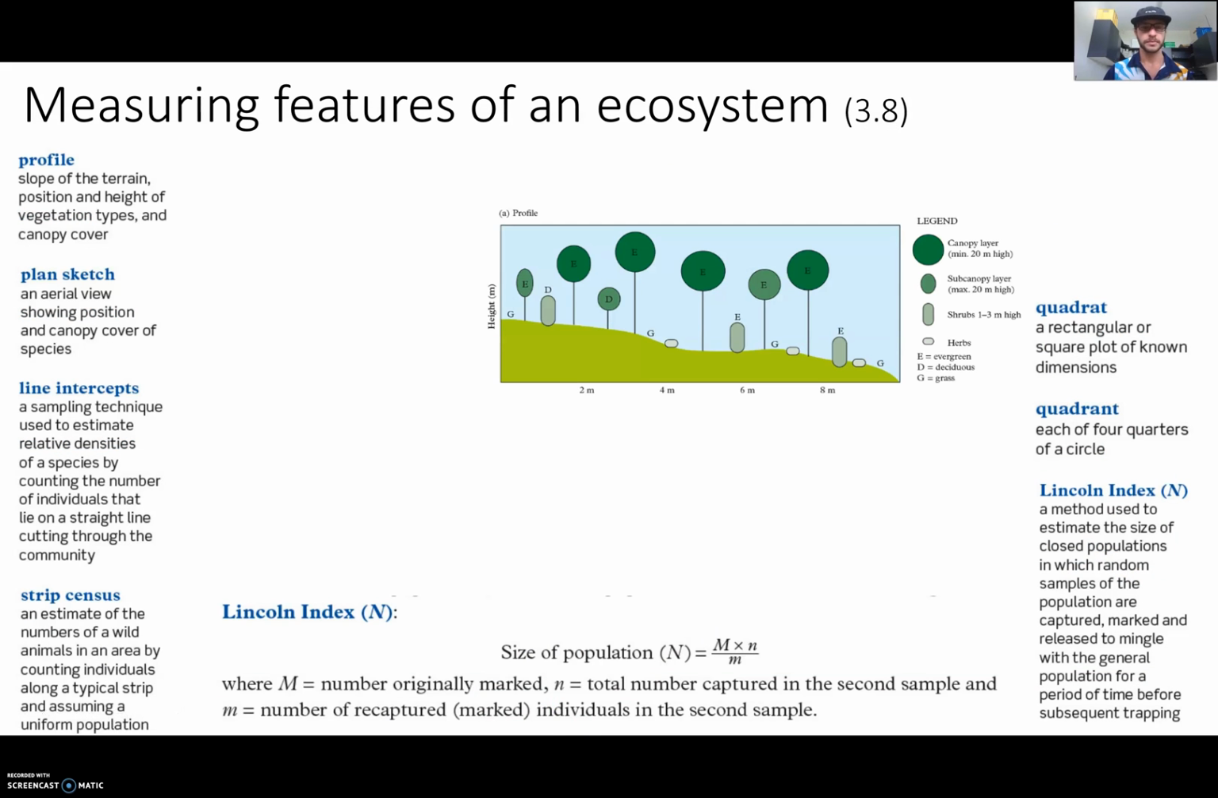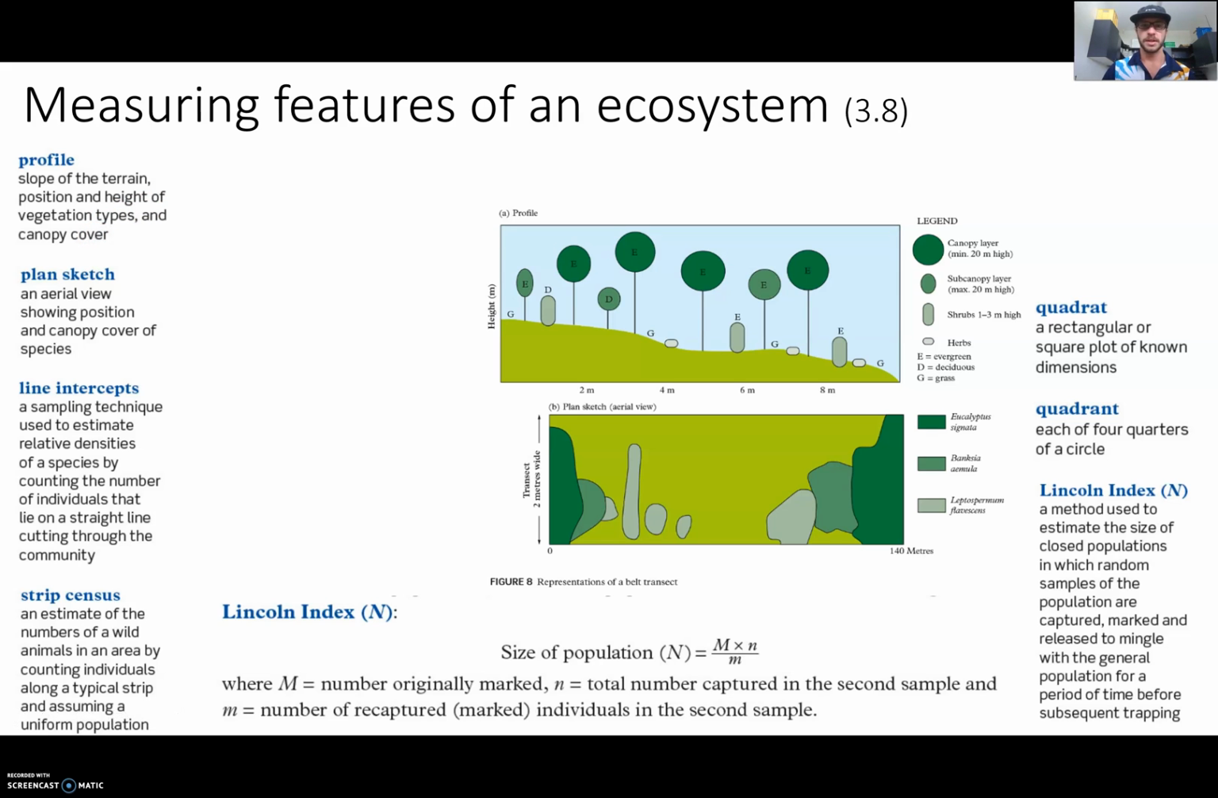So, transects are used often to create a profile of a terrain. A profile is the slope, position, and height, and shows different vegetation types and canopy cover. We also can create a plan sketch. So in a belt transect where we have not just a length, but also a width in which we gather data. A plan sketch is an aerial view of what we are looking at along that transect.